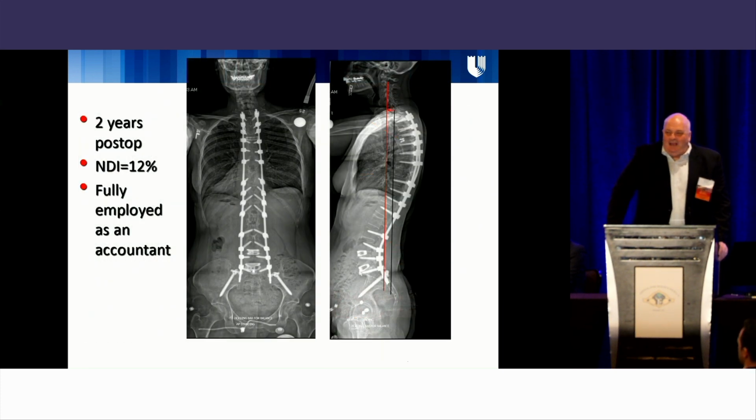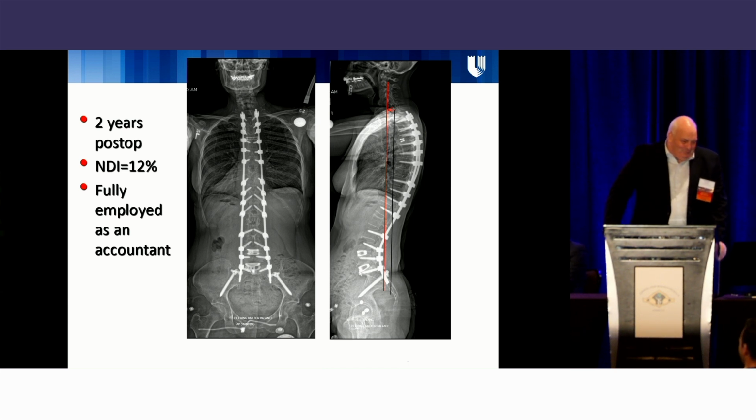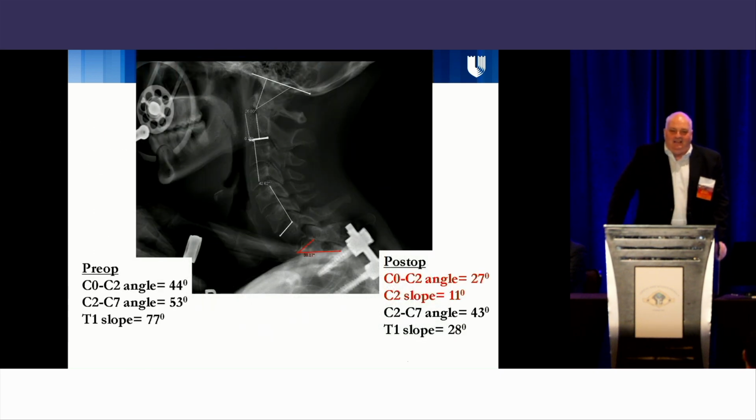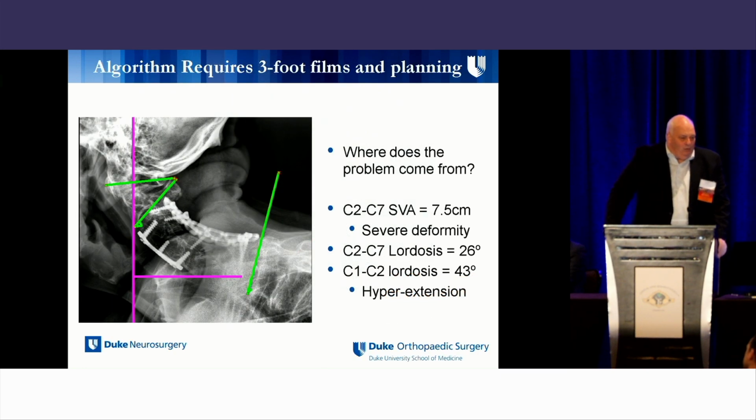When she came in, she said, "What are you going to do to my neck?" And I said, "Oh, I'm not doing anything to your neck. I'm doing the rest of your spine." And this is what I did to the rest of her spine. Two years later, she's working as an accountant. Her NDI is 10, and you can see all of those values return to normal. So knowing where you're looking becomes critically important.